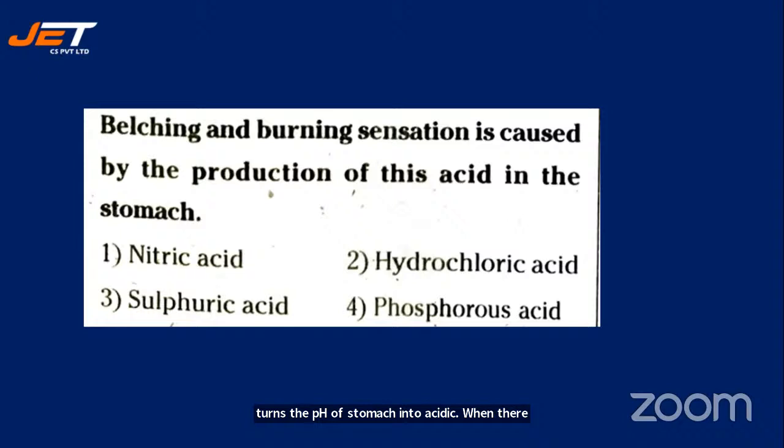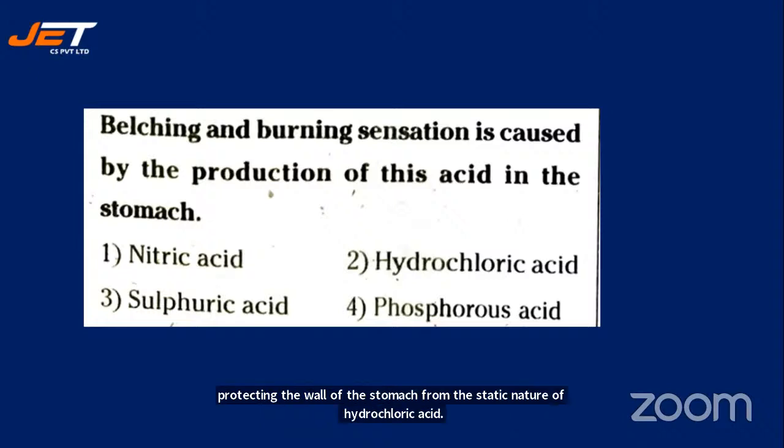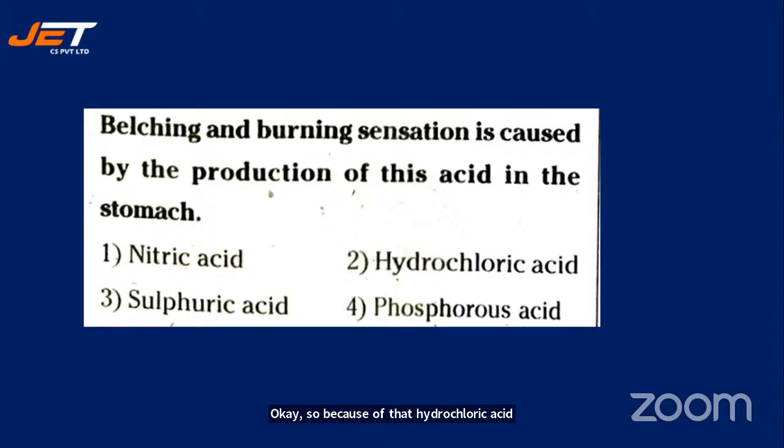When the acidic pH is activated in the stomach, the pepsin starts acting on the proteins. And here it is an acidic medium, no? So the stomach wall could get ruptured because of the acidic nature of HCl. That can be avoided by the mucus. So mucus protects the wall of the stomach from the acidic nature of hydrochloric acid. Because of hydrochloric acid secretion, we get sensations in the body.